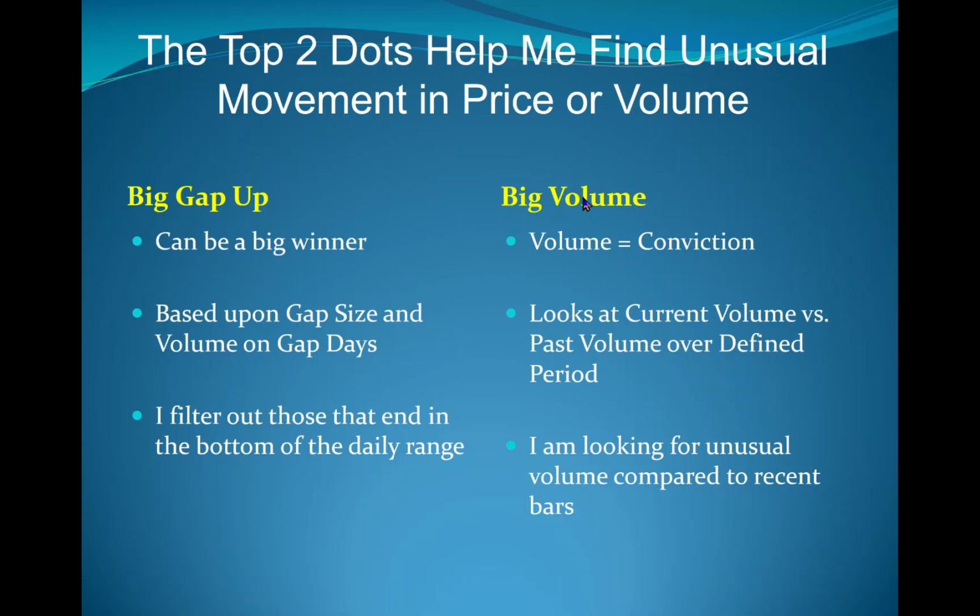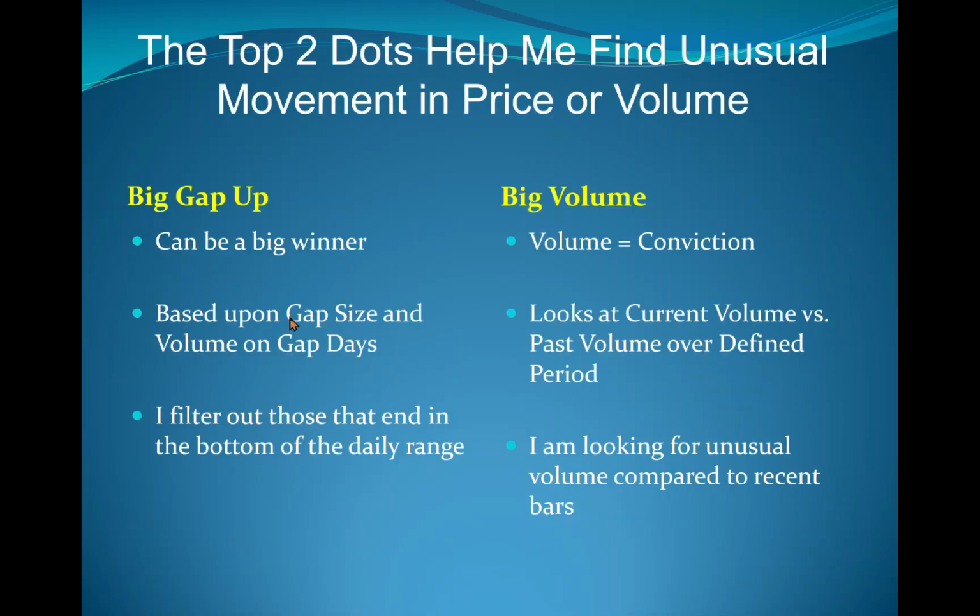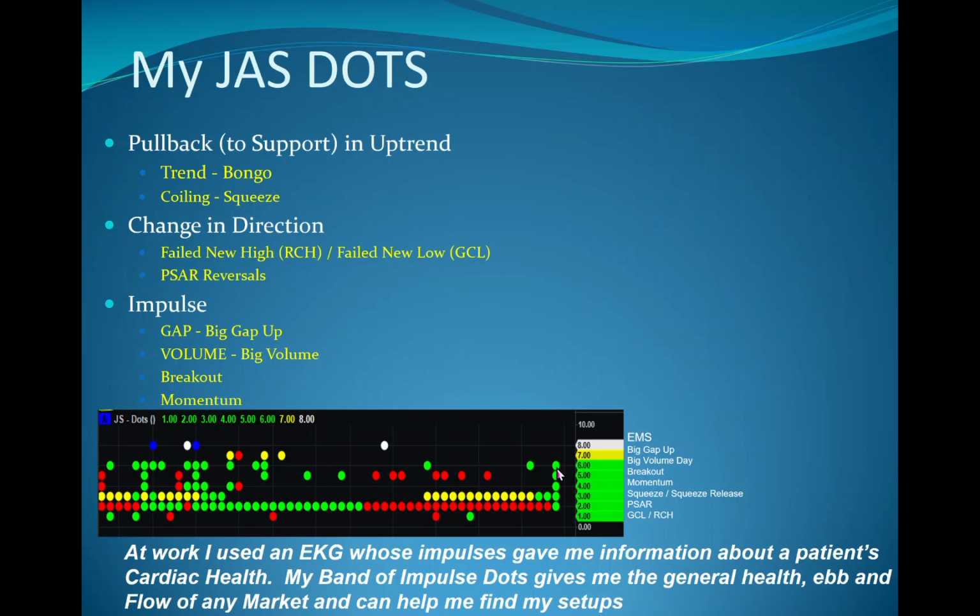So, not going to spend much time here. Top dot, which is the yellow and red dot, to make it distinctly different from the other dots, is the big gap. And that could be a big winner. Looks at size, volume. I try to filter out those in the bottom of the range. Certainly don't want to, I'd look at them differently where they close. The second dot down is big volume, which is this dot here would be the first green or red.